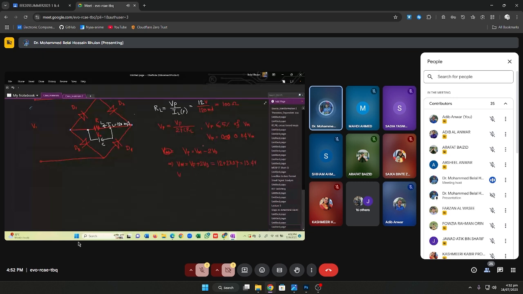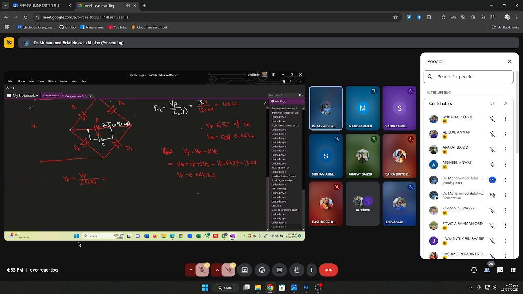If I know VM, then what is VR? So 0.04 times 13.4 volt. Then I know VR. All right. Now I'm going to plug this value into this expression.